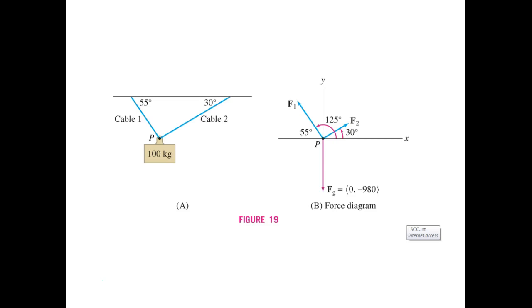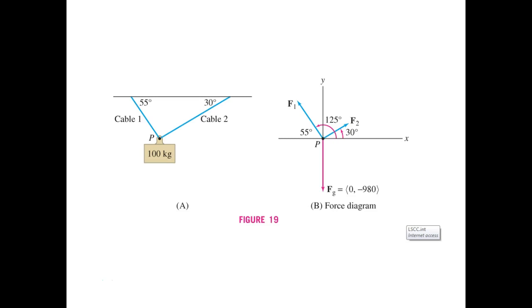And the sum of the sines, F1 times the sine of 55 degrees, plus F2 times the sine of 30 degrees, which is 1/2, those two added together have to equal the force downward, which is 100 kilograms times the acceleration due to gravity, which is 9.8 meters per second squared. And that's where they get this number here.